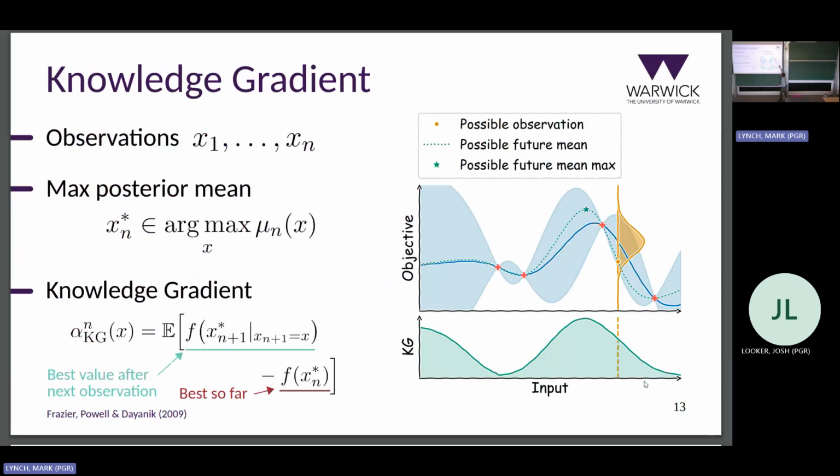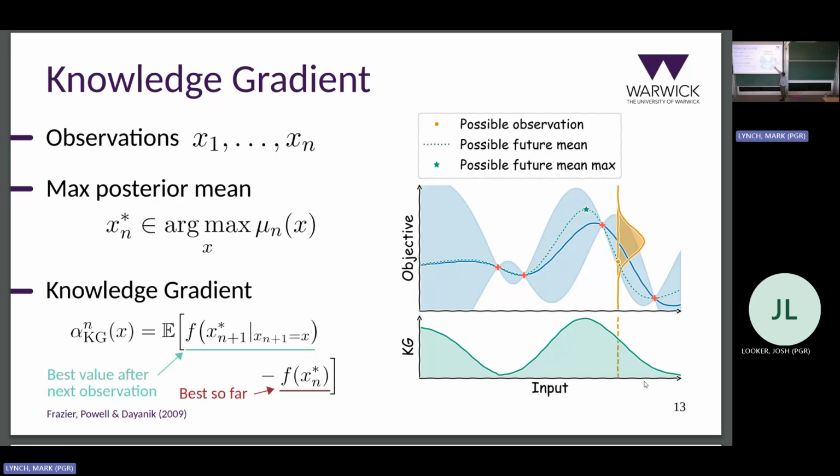And graphically, here, if we're observing at this orange line here, maybe we observe this point here, then the best so far is the maximum of the blue line. The best so far after this next observation is that green star. And that, in this example, is improved. It doesn't always improve, but when you take expectation over what you might observe over the orange dot, then it will be a positive quantity. And that difference in expectation is the knowledge gradient.